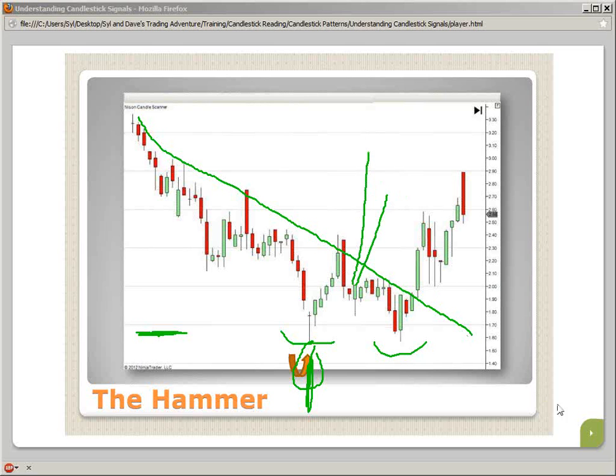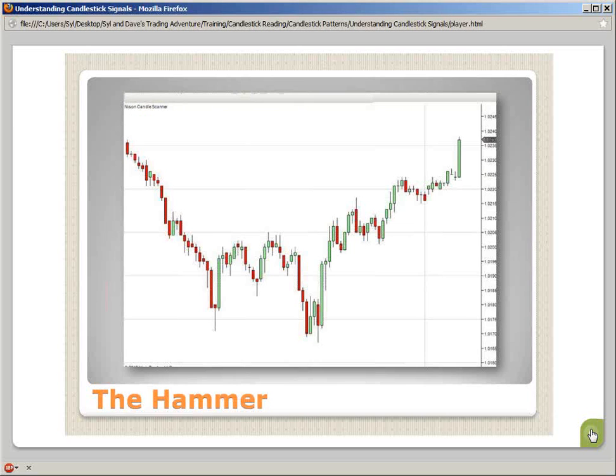Okay, so maybe I can go back to the prior slide here. That's the one, right? Is that a hammer? Actually, it's not a hammer. Great call. Thank you. This one right here. By its mere configuration, it looks like a hammer, doesn't it? But because of the trend, it's not.